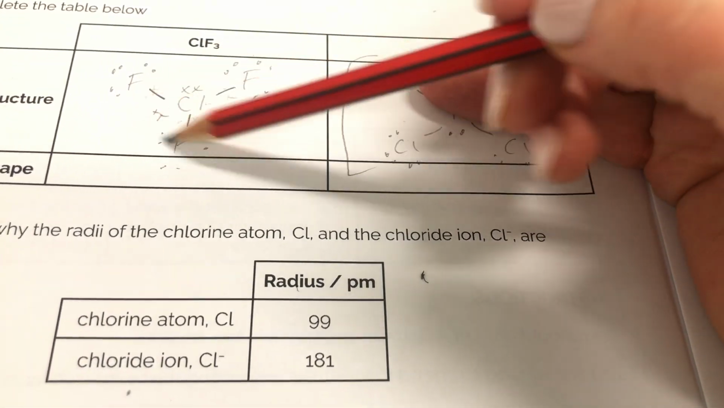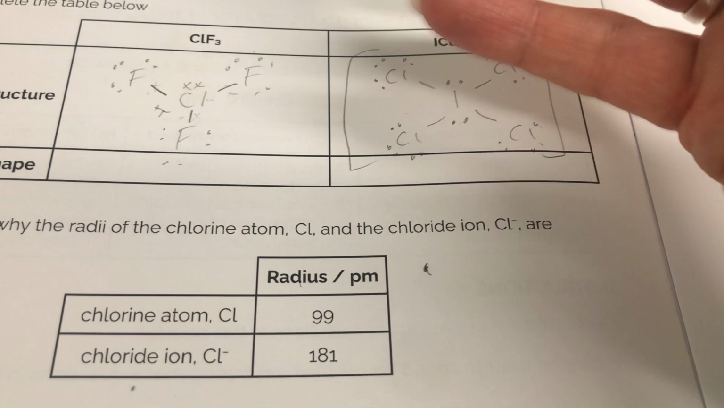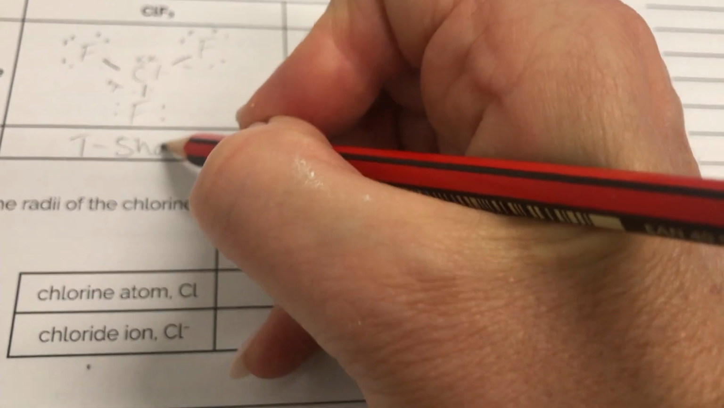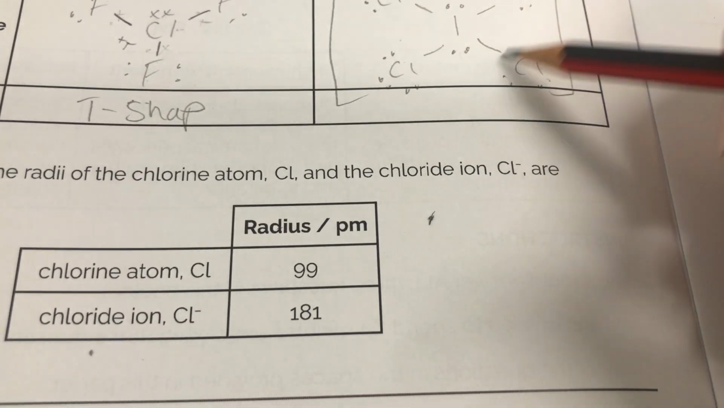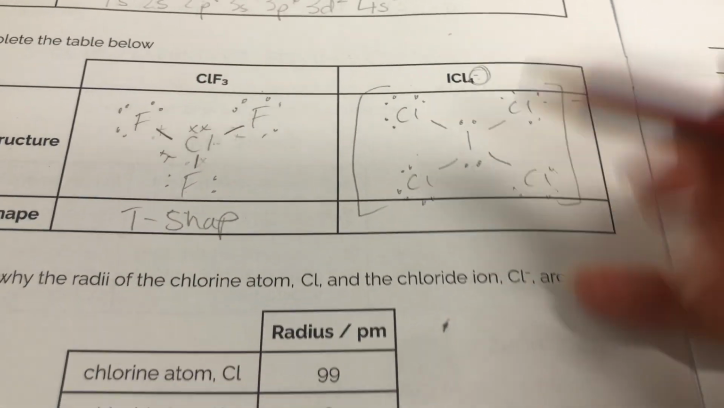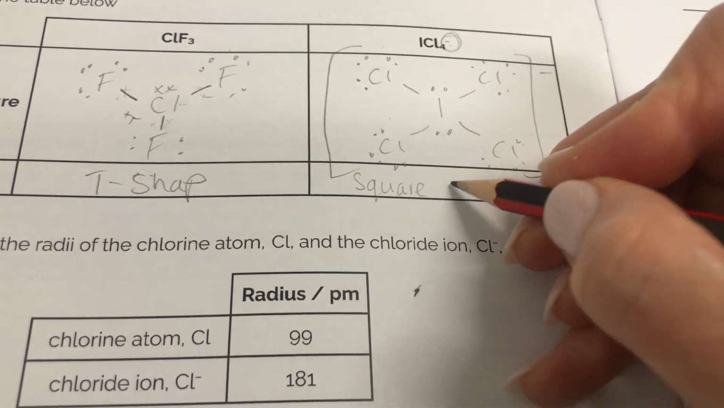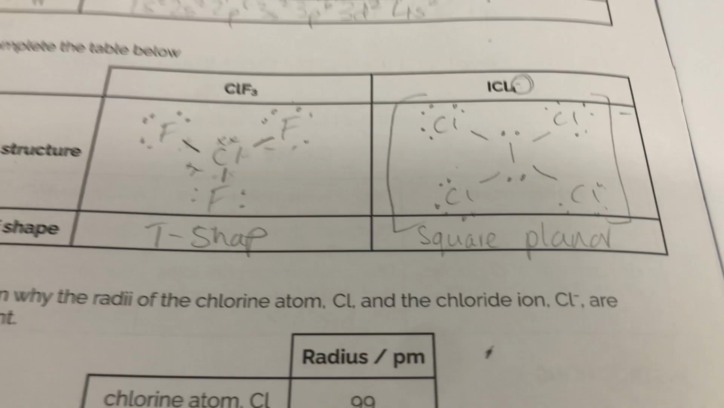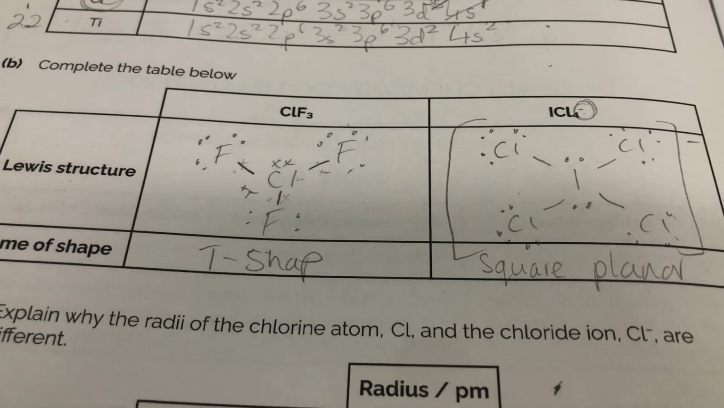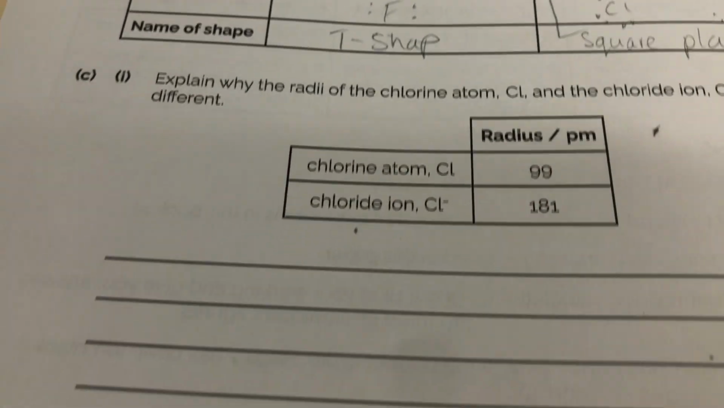This is 5 areas of electron density with 3 bonded. That's going to be a T shape. And this is 6 areas of electron density with 2 non-bonded. That's going to be a square planar. That's a very easy merit question if you can just work on those shapes and names.